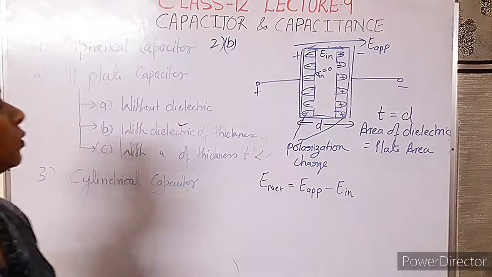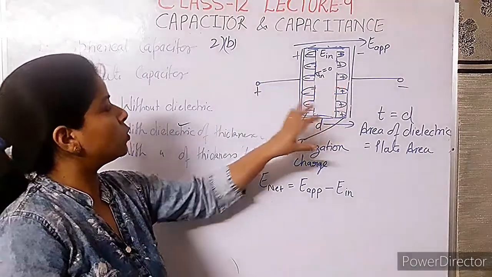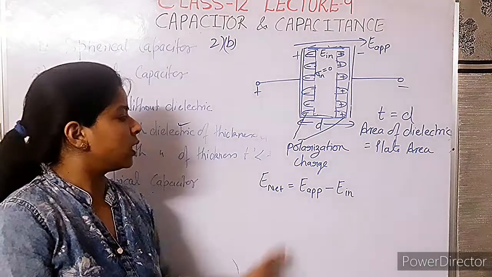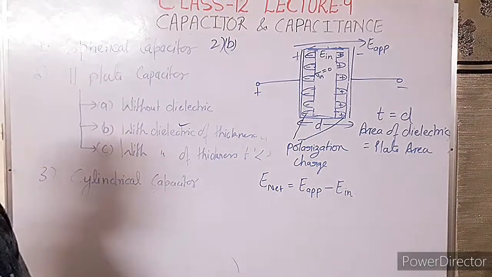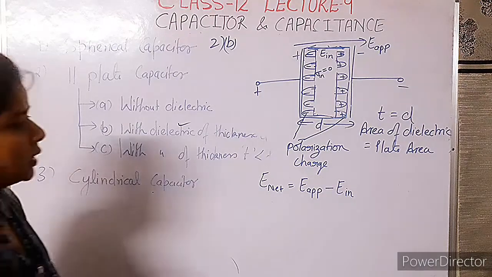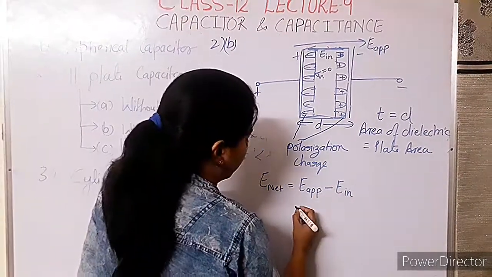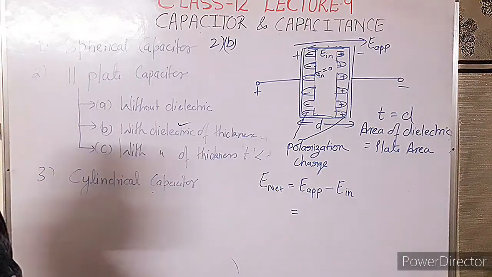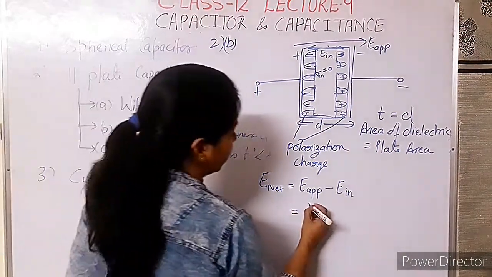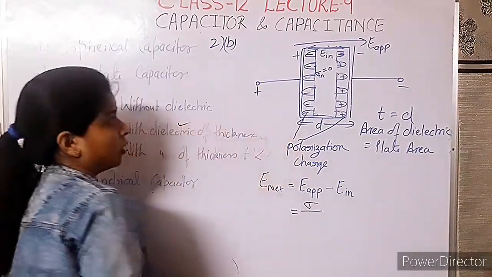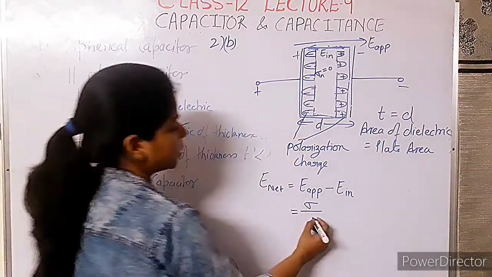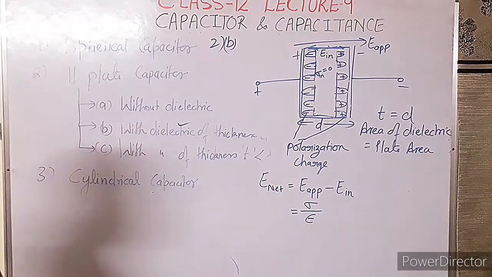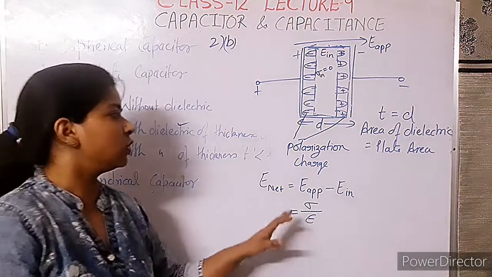Every time you draw the opposite polarity, you will see that the applied field and the induced field are opposite in direction. Because electric field is a vector quantity, you have to write the values on the basis of direction. So here E applied minus E induced, because the net result is again an electric field, and you know the formula for the electric field due to a parallel plate capacitor, that is sigma over epsilon naught. In place of epsilon naught, we will put epsilon, which is the permittivity of the medium.